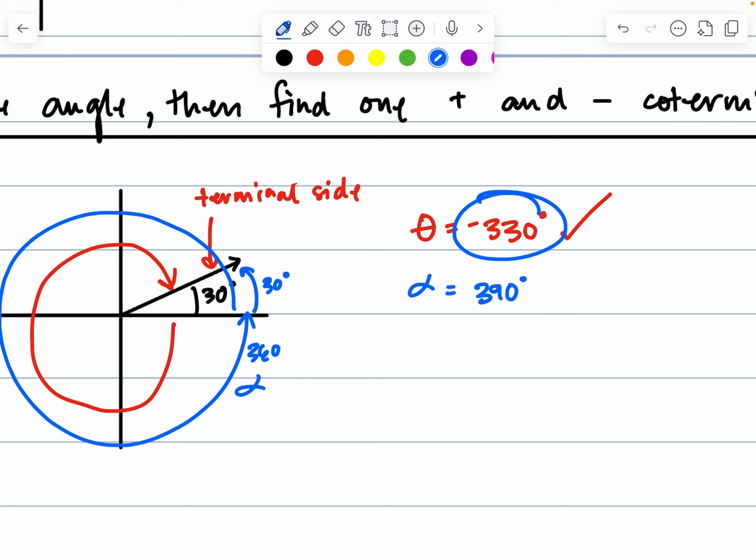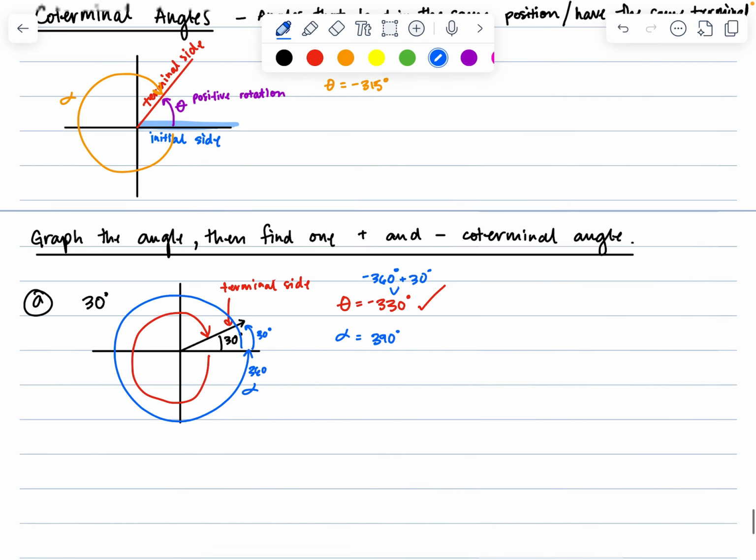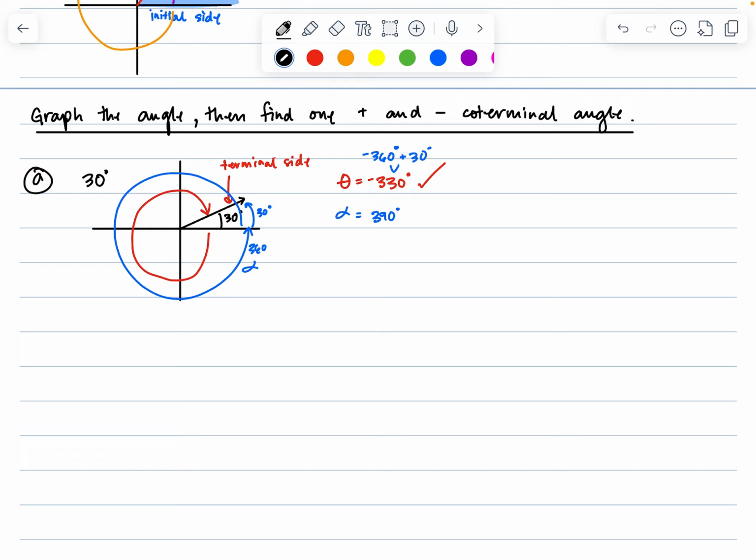And technically, you could do that with this one with another negative 360 degrees. Another way to think about this is, what is negative 360 degrees, which is a full circle, plus the 30 degrees you have. So it's a different way to think about it. Either one works. They are both valid ways to do these problems. Let's try another one.